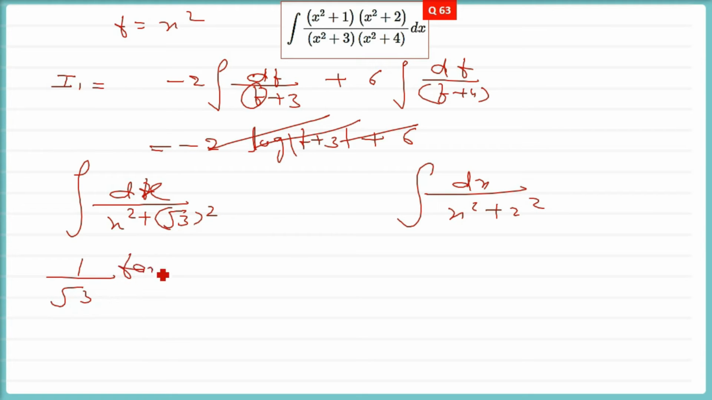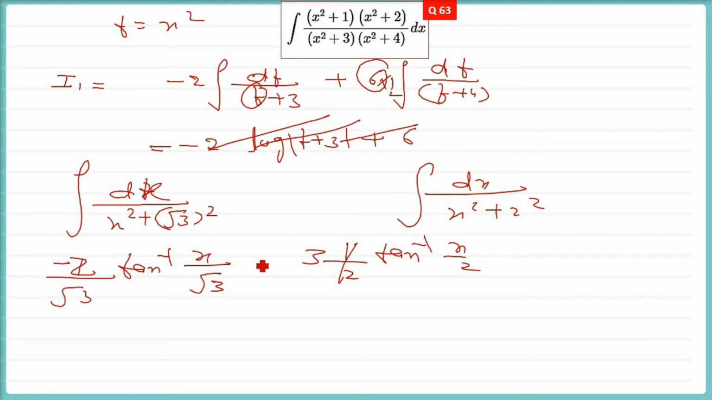So 1 by root 3 tan inverse x by root 3. This is the first term. Minus 2 is already there, so multiply this here. The second term is what? It's 6 multiplied by 1 by 2 tan inverse x by 2, 1 by a tan inverse x by a, which I am applying here. And 6 is already there. So 6 multiplied by 1 by 2 is 3. So I'm just writing 3 here.